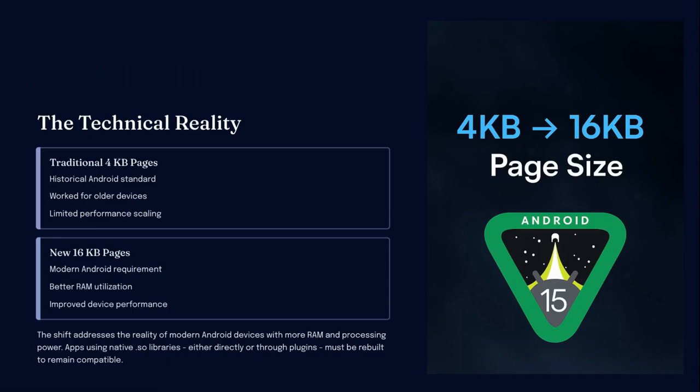The shift from traditional 4 KB pages to the new 16 KB pages marks a significant change for Android apps. While the old standard worked for older devices, the new requirement enhances performance, taking advantage of increased RAM and processing power. Apps that use native libraries will need to be rebuilt to remain fully compatible with this update.